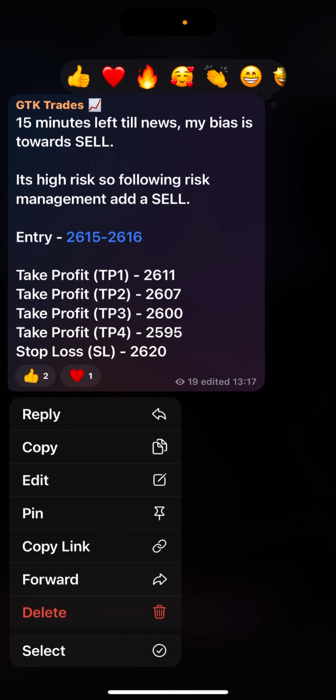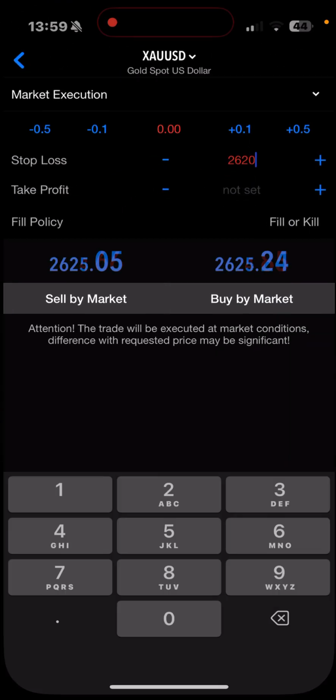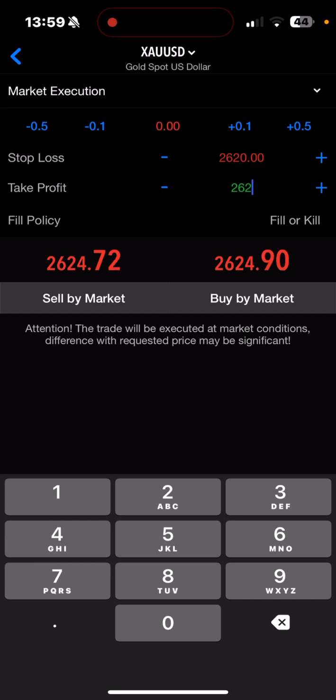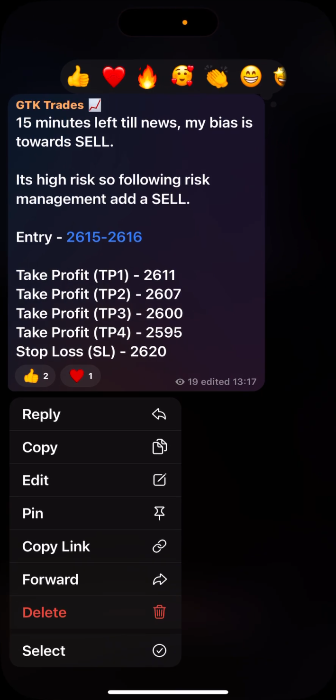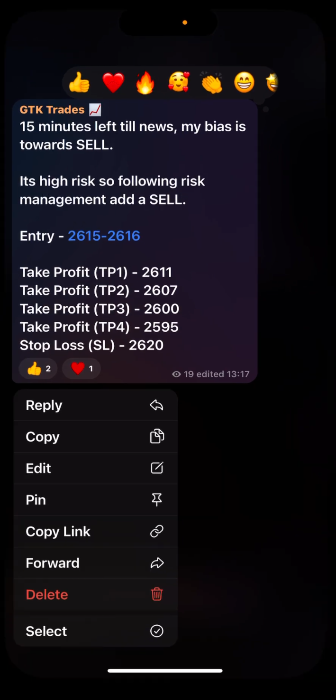Then, let's say take profit TP1, TP2, TP3, TP4. There are 4 take profits given. So these are the 4 positions that the market can potentially touch. If you want to just stick to the first one, you can. Let's just do that here for now. 2611 is where I will see as a potential TP that I want to put in.